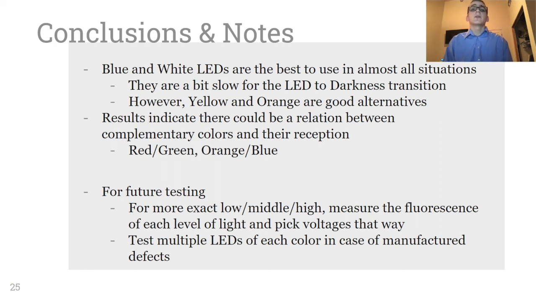For future testing, there were a few things that I wanted to test, however, I didn't have the ability to test when I was going through this. For instance, having an exact low, middle, and high for each light that would be exact in terms of fluorescence would be a lot more helpful in terms of getting a linear relationship between them. However, I wasn't able to do this. And finally, have multiple versions of each light, like I noted earlier, to see if there was any manufacturing defect. This was especially prevalent in the green, which I thought could potentially have problems with it, but like I said, I was not able to test this due to me only having one.